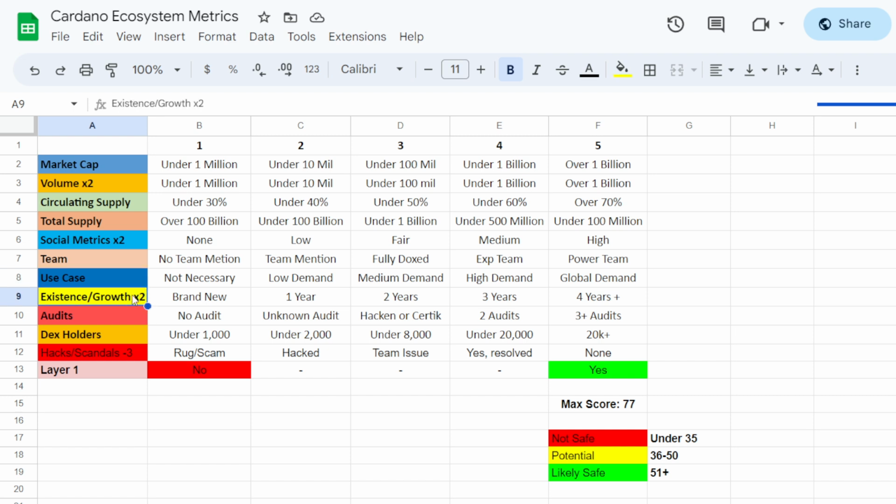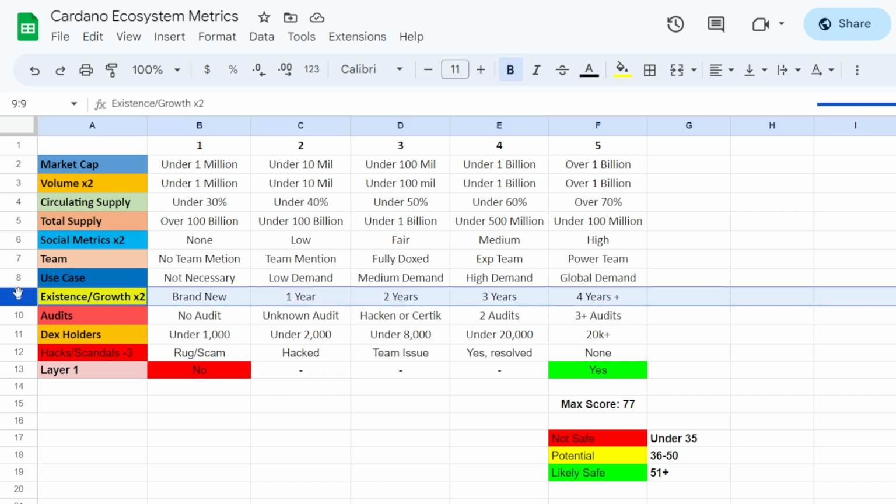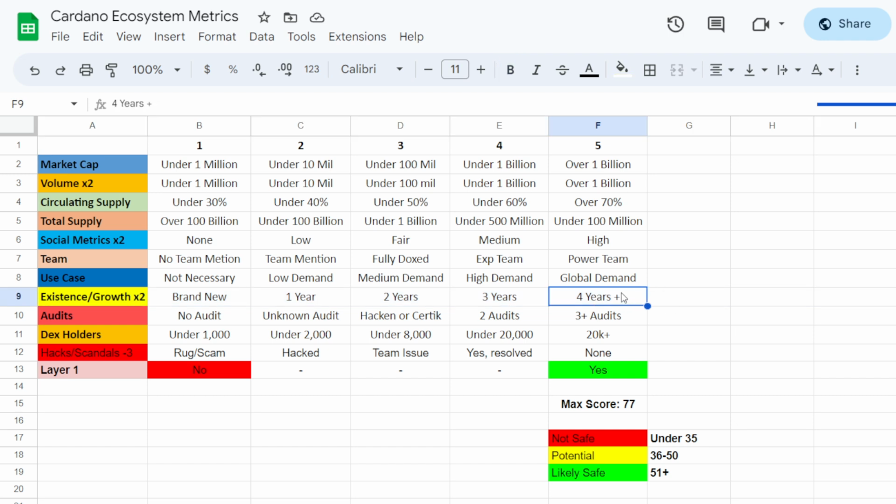Existence and growth. It has a 2x multiplier in the points system. It's brand new, you get 2 points. 1 year, 2 years, 3 years, 4 years plus, you get 10 points. Why is this the case? Because in the cryptocurrency market, if it can stand the test of time, and especially if it can last beyond one full cycle or more, chances are it's not going anywhere.